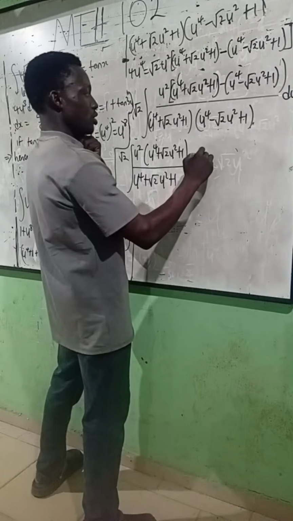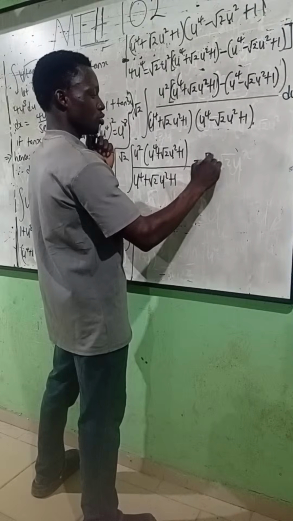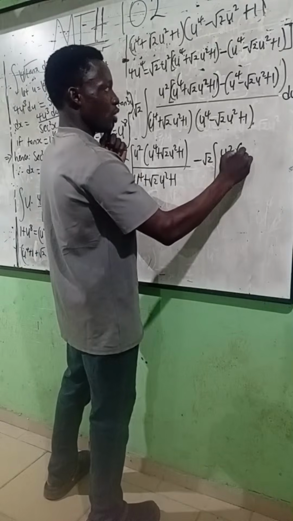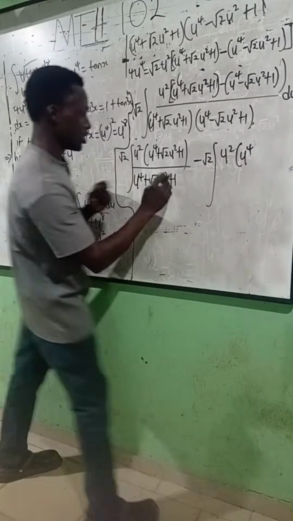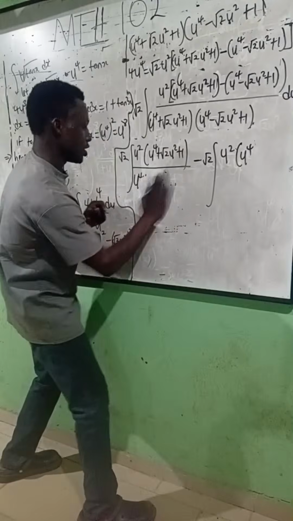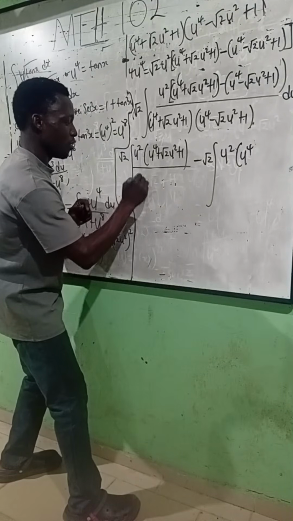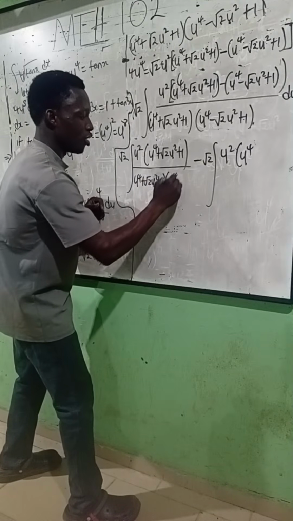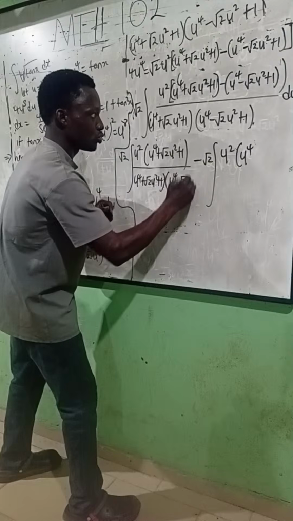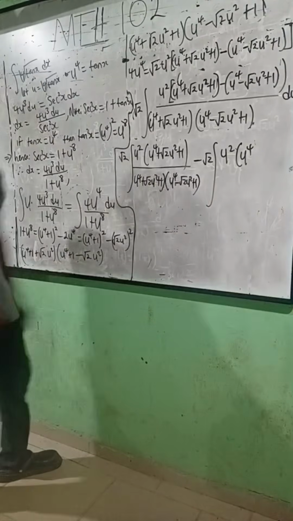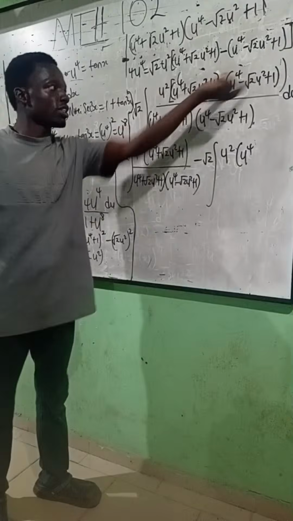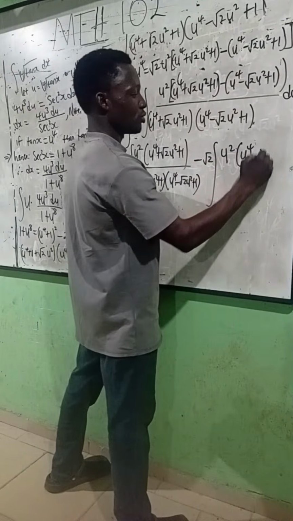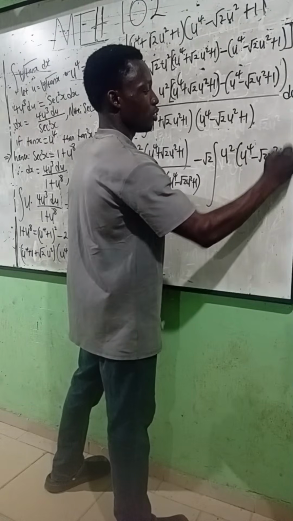minus root 2 integral of u square into what? u^4, sorry, this one is 2. This one has to be u^4 plus root 2u square plus 1 times u^4 minus root 2u square plus 1. They are sharing the whole denominator. This one shares everything, this one also shares everything. Now u square, u^4 minus root 2u square plus 1.